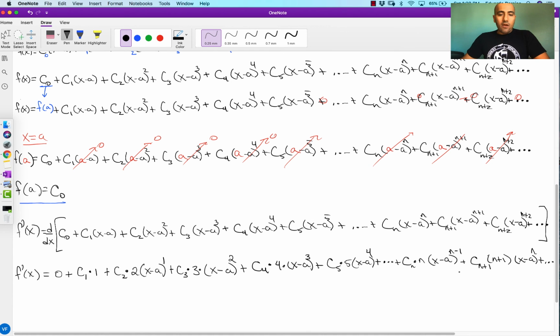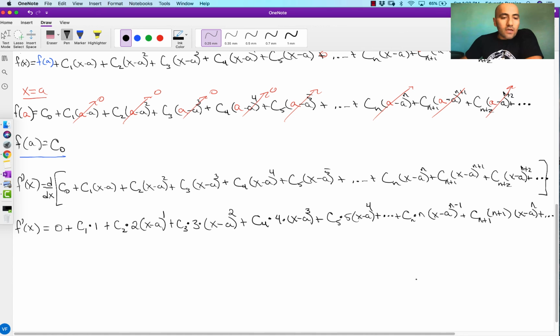Okay, so now what we have here is a new function, the first derivative of the function. And what we want to note is that, once again, almost all the terms are going to have a factor of x minus a, starting here. X minus a, x minus a, x minus a. So if we replace all those x values with an a again, just like we did up there, we're going to get a situation where almost all the terms become 0.